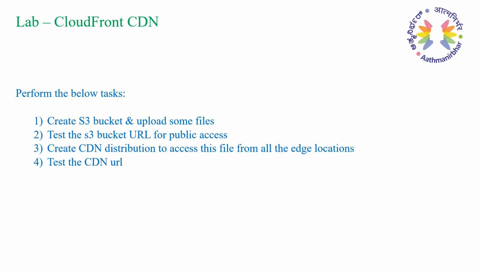So these are all the tasks that we'll be performing in this lab exercise. We'll create an S3 bucket, upload some files. We will make sure that the URL is working. Further, we will create a CDN distribution to access that file from all the edge locations. There will be a separate CDN URL. With the new CDN URL, when we access, we'll be able to access the files from the nearest data center where we are located, not from the original primary location. So let's perform this. Let's go back to AWS Management Console.